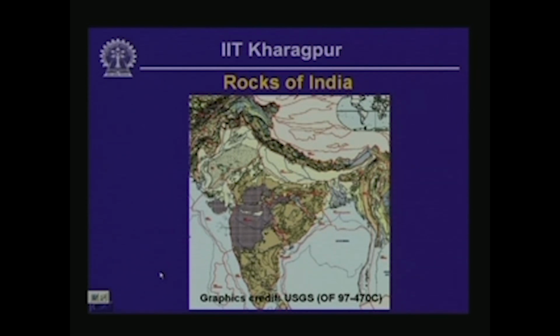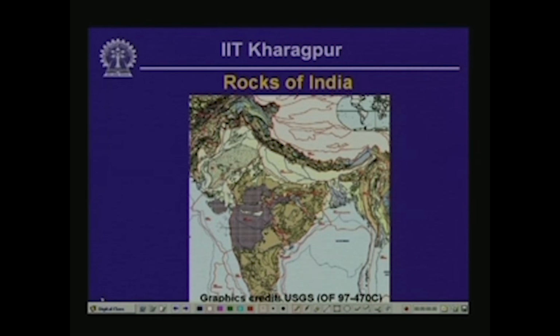Now, we consider the rock inventory that is available in different parts of our country. I got this map from United States Geological Survey Open File Report 97-470C, and this is a very large scale map. I had to reduce it to present in slide format, and so it is not visible. So, I am just going to quickly indicate on the map what kind of rock type is available in what part of our country.